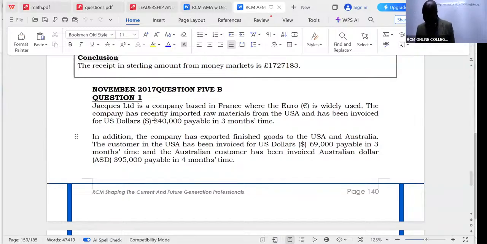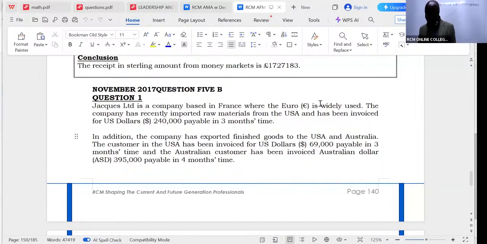We are reading there, Jackie's Limited is a company based in France, where the euro is widely used. So remember here, Jackie's is based in which country? France. So don't reason like somebody who is coming from just here from Machakos. Hapo unafikiria kama Mfaransa.